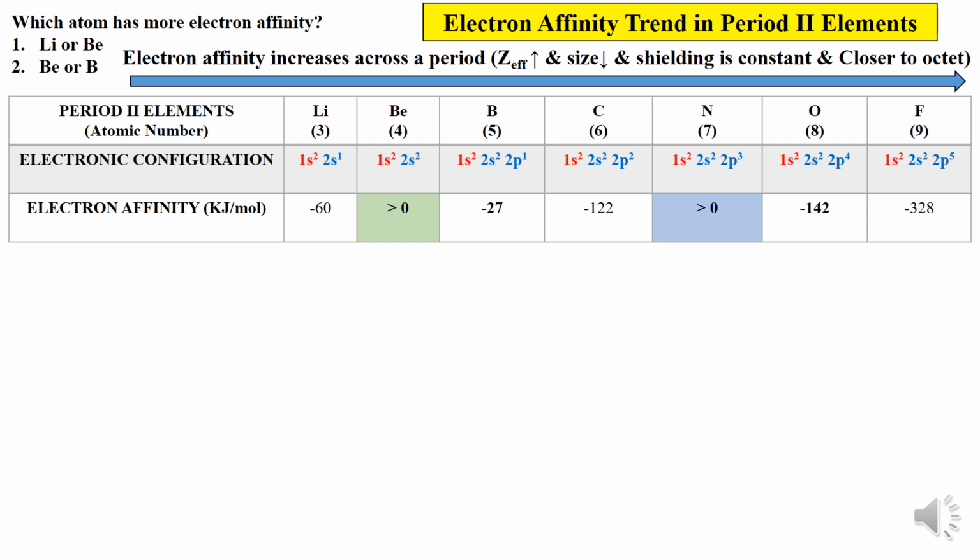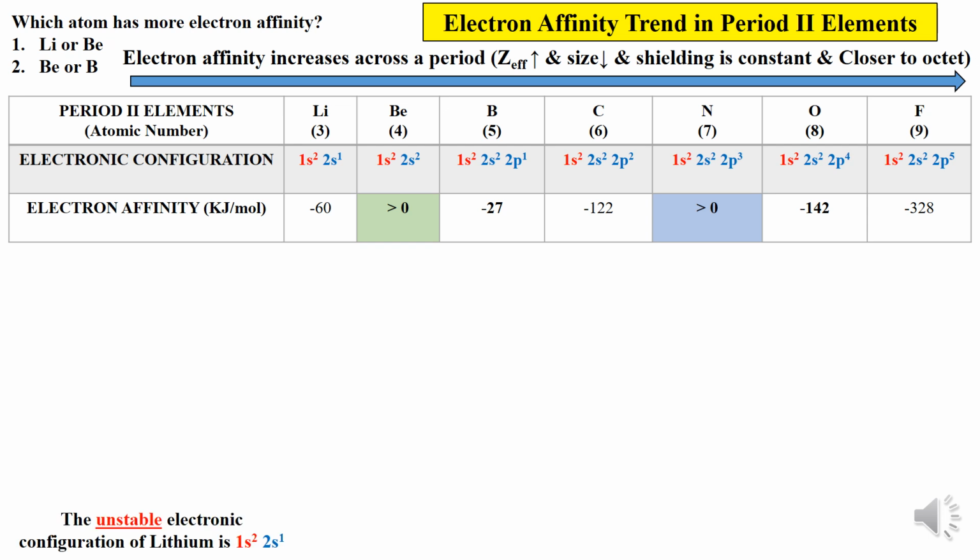But what actually happens is exceptional behavior shown by beryllium when compared to lithium and boron. So first there is a decrease, then an increase: a decrease in the case of lithium, then an increase in the case of beryllium, and then again a decrease in the case of boron. Why is that? Let's see.